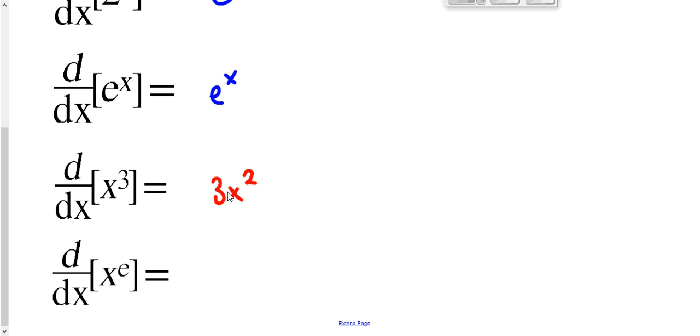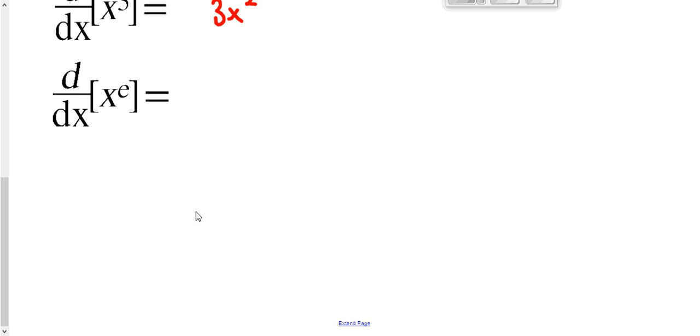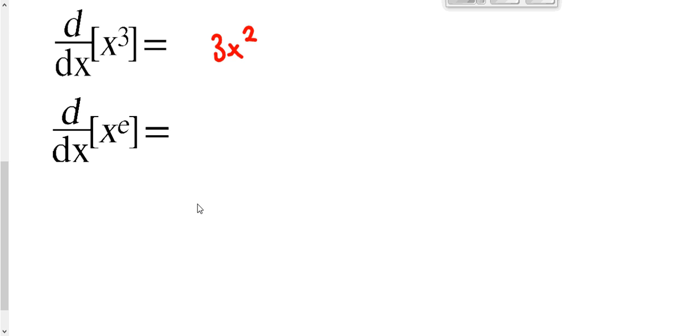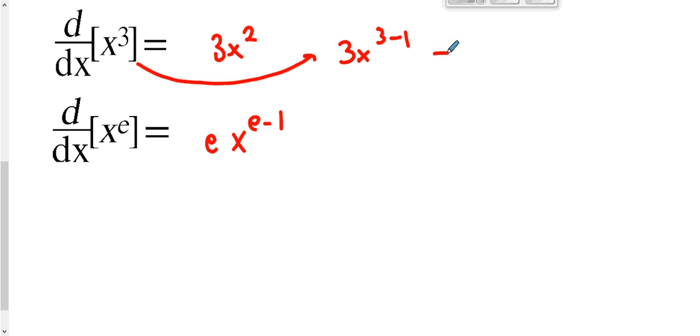And then our last derivative, be careful here and think about this for a second. X to the e. X to the e is the power rule. Bring the e down. X, subtract 1 from the exponent, e minus 1. It looks ugly, but that's exactly what we did here. Bring the 3 down, x to the 3 minus 1. We could just actually do 3 minus 1, which is how we got 3x squared. Okay.